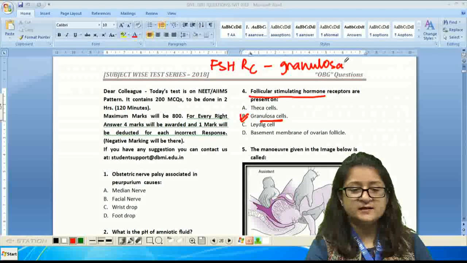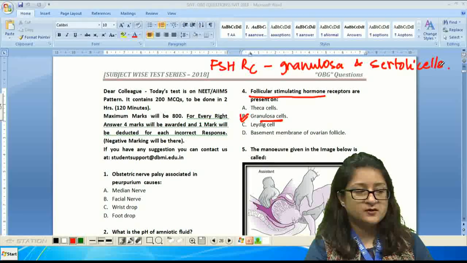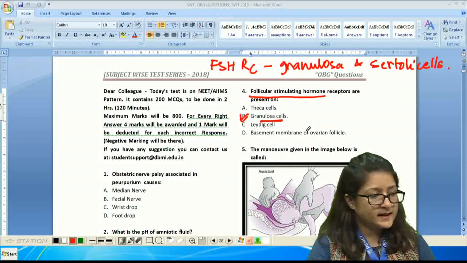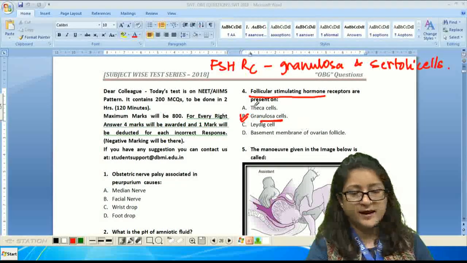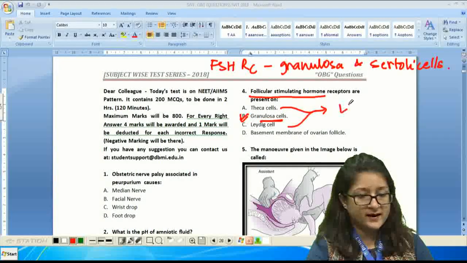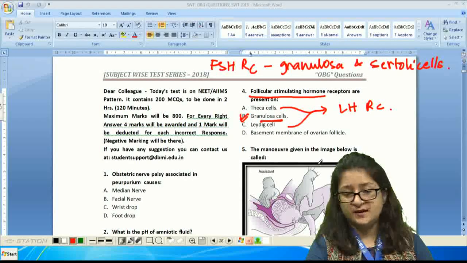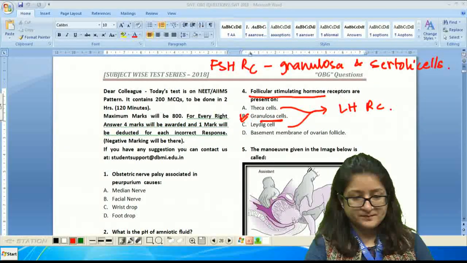They are also present on the Sertoli cells. And secondly, your LH receptors, theca cells and Leydig cells, these have LH receptors, all right.